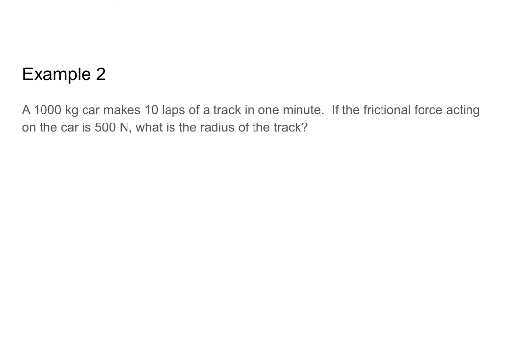A 1,000 kilogram car makes 10 laps of a track in 1 minute. If the frictional force acting on the car is 500 newtons, what is the radius of the track? So again, drawing our free body diagram, we have our frictional force keeping our car moving around our track. So our frictional force is our centripetal force. We know that the car has a mass of 1,000 kilograms, and we know that it makes 10 laps of the track in 1 minute.